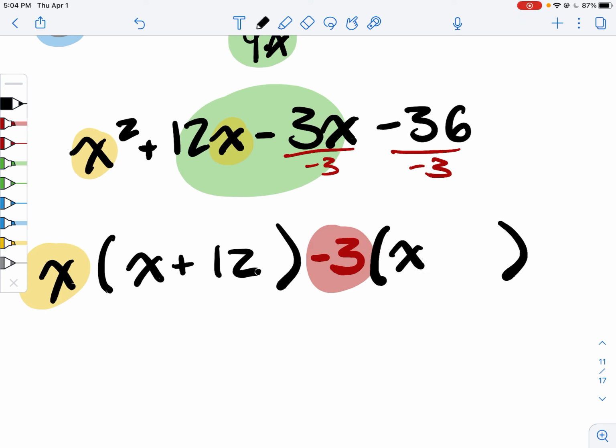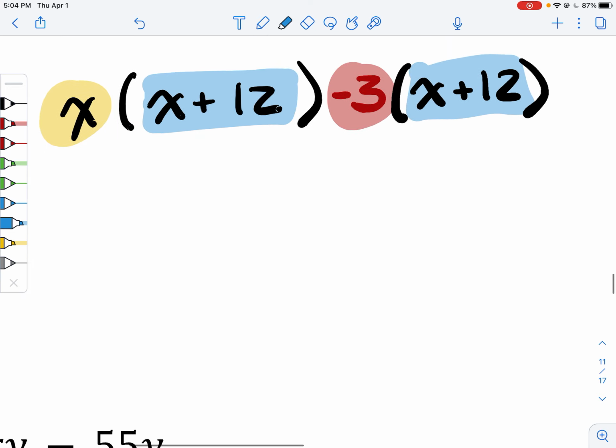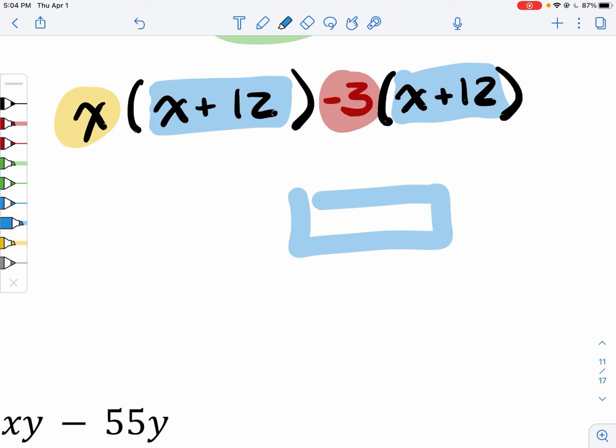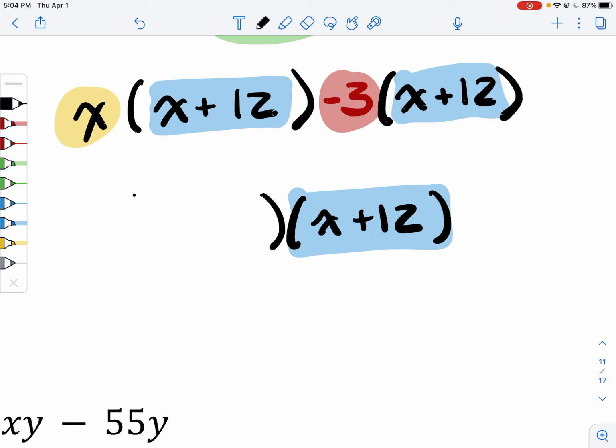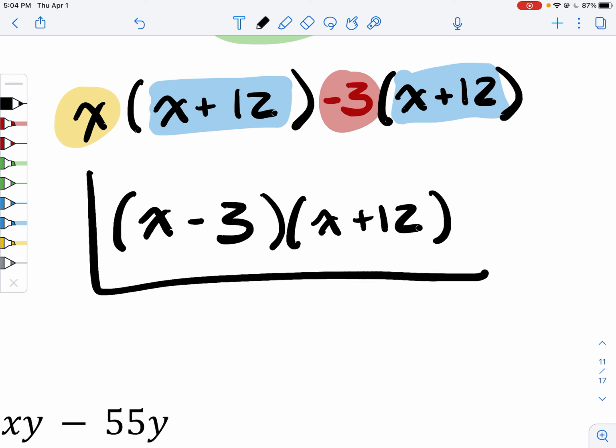To give me an x plus 12. Oh, hey, that's funny. What a strange coincidence. That's not a coincidence at all, but these match. So I can undistribute yet again, pulling out an x plus 12 from both of these guys. And what am I left with? Well, I'm left with an x, and I'm left with a negative 3. So those are my factors. My factors are x minus 3 times x plus 12.